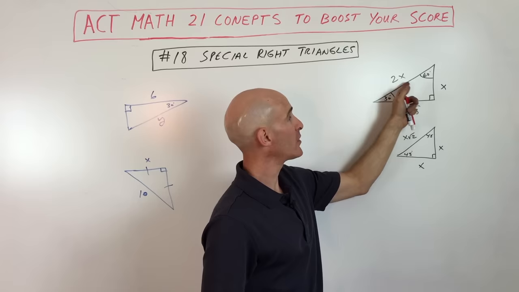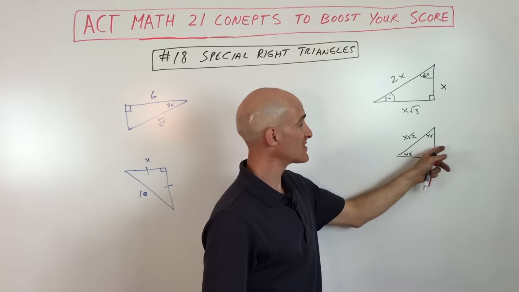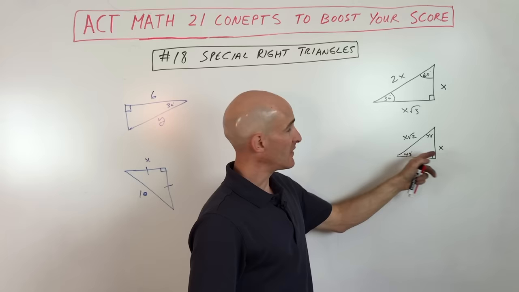With the 45-45-90, this is an isosceles triangle. Both these legs are the same length, but the hypotenuse is the leg times square root of 2. So just a quick review, if they give you the leg, you multiply by the square root of 2 to get the hypotenuse. If they give you the hypotenuse, you divide by the square root of 2.